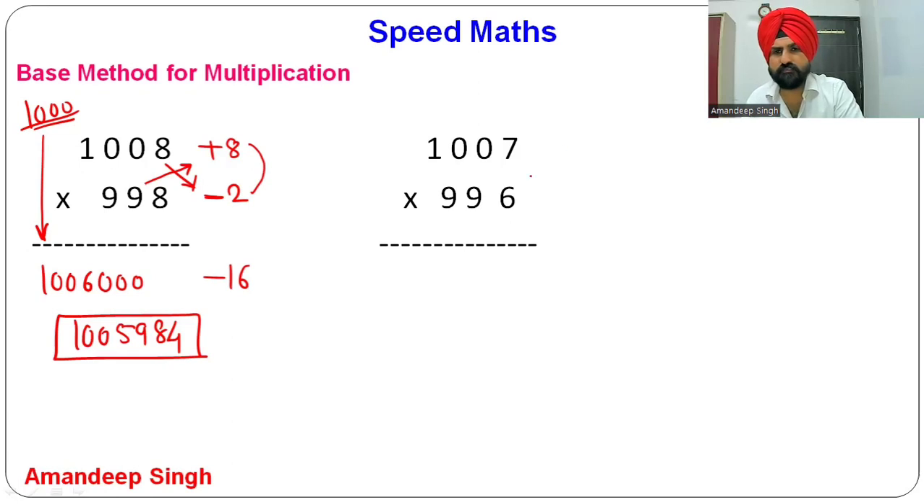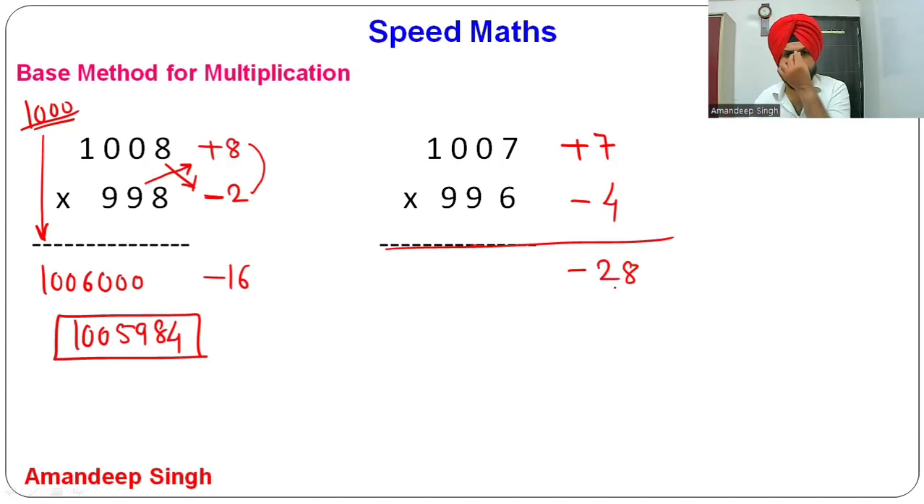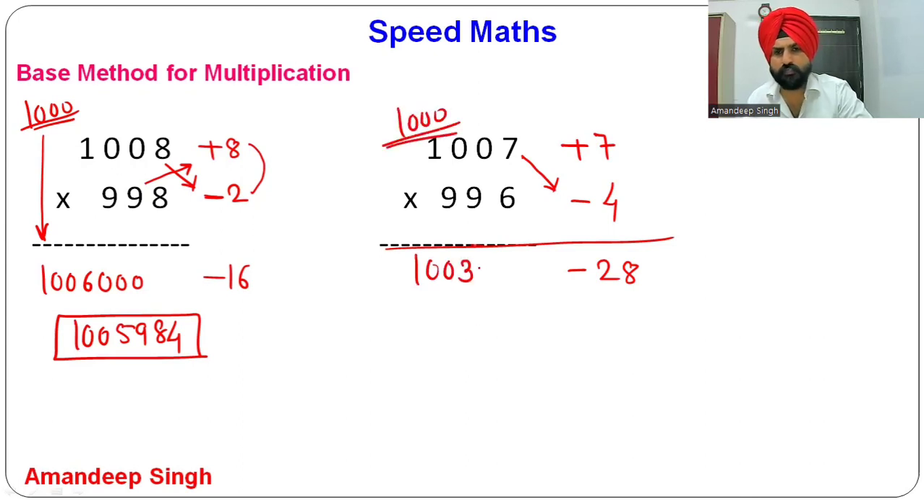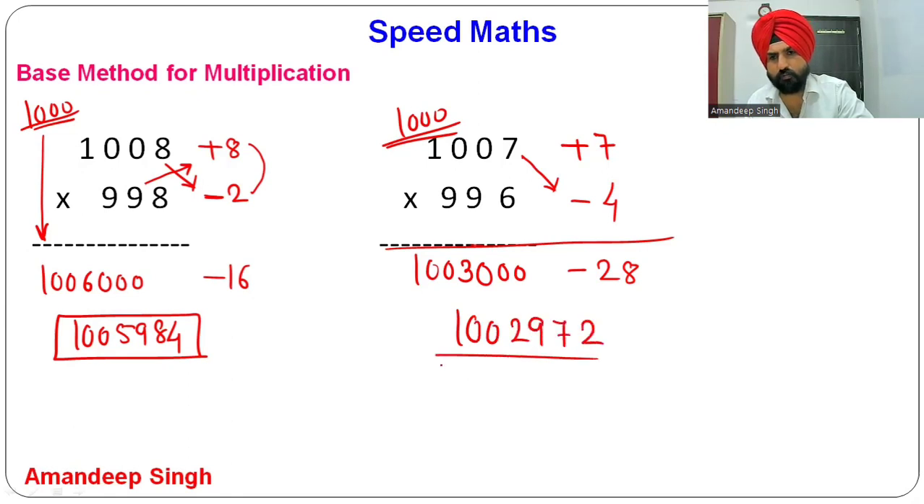Right? So 1007 and 996. This number is 7 more than 1000 and this number is 4 less. So 7 fours are 28, but this time I will get -28 because one is positive, the other is negative. Now, what is 1007 minus 4? It is 1003. So if you multiply by the base, because we measured the numbers from 1000, I will multiply by 1000. And if I subtract 28, I will get 1002972. So that's my answer for this particular multiplication.